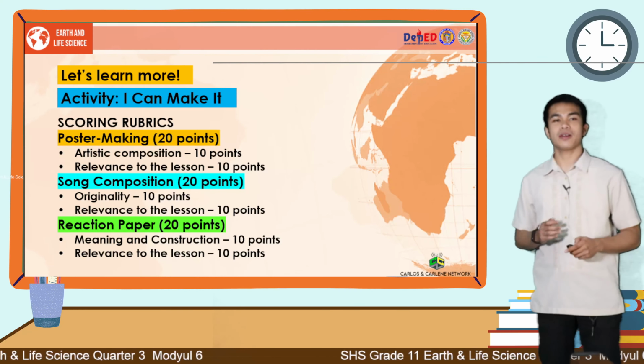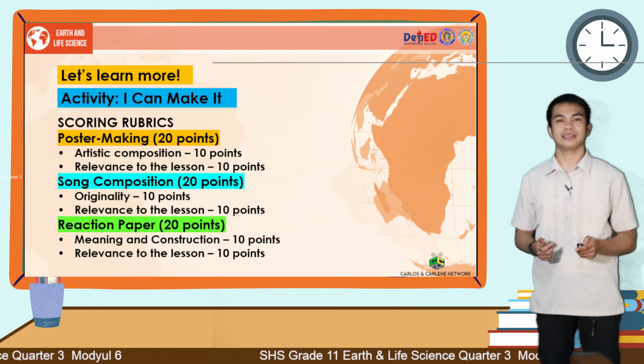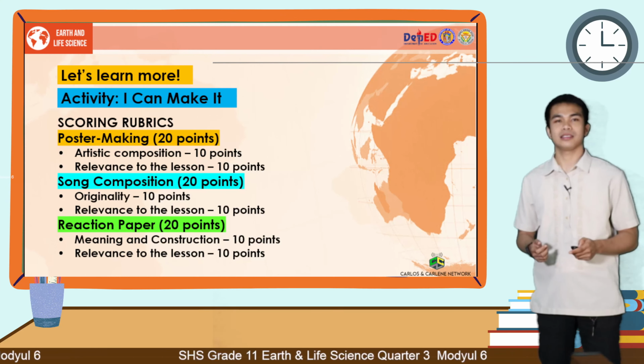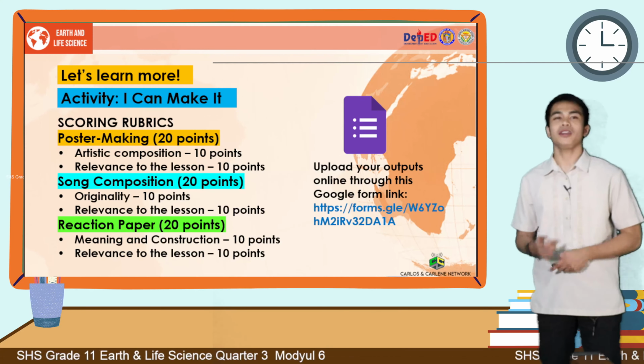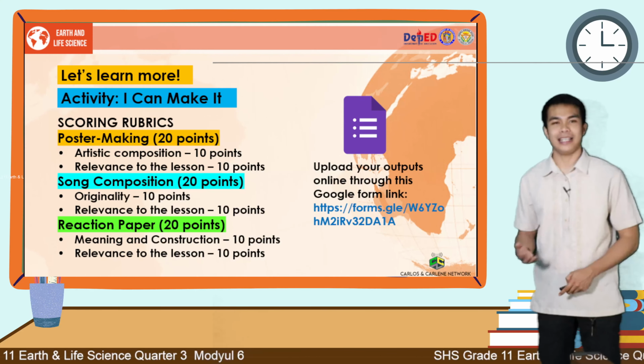So, here is the scoring rubrics for the activity. After you have finished your activity, you can upload your outputs online through this Google Form link.